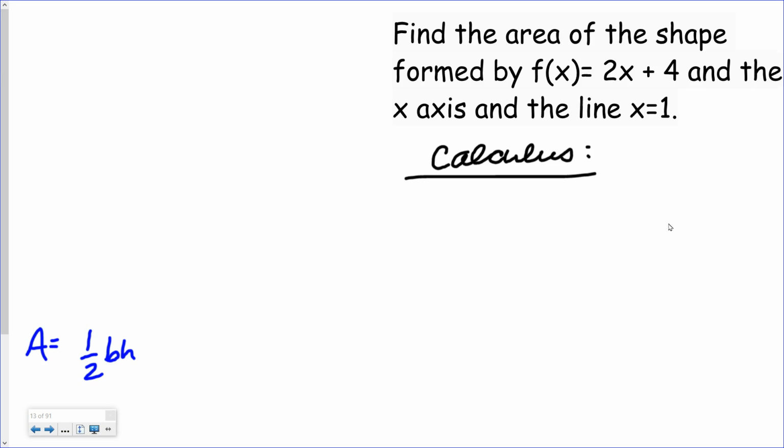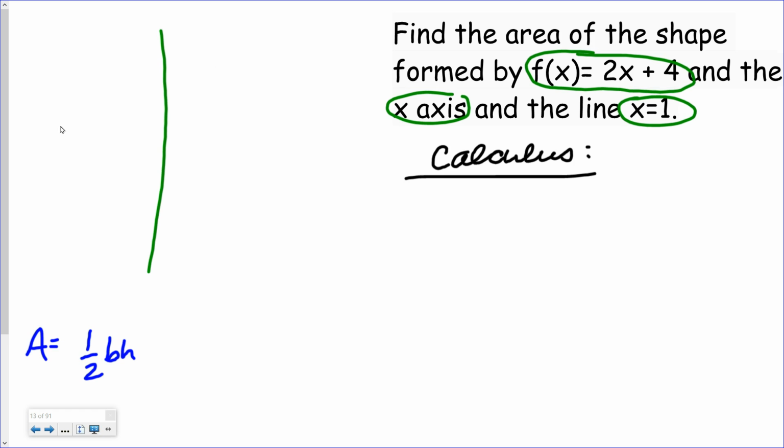Okay guys, let's look at this problem. It says find the area of the shape formed by f of x equals 2x plus 4 and the x-axis and the line x equals 1. So there's a shape that is formed by these three graphs, and we're going to draw the shape and highlight it first. How do you draw f of x equals 2x plus 4?